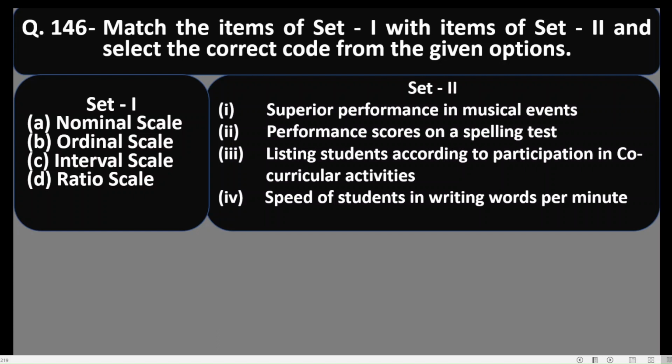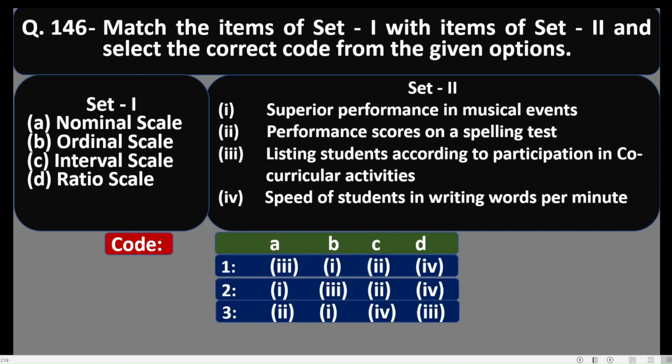Number 4 in set 2 is given speed of students in writing words per minute. Here absolute zero is there. If no word is written, then 0 mark will be given. So no speed is there, we can say. But the ratio between the time and number of words are maintained here. So it is ratio scale. So in this way, let us see now options.